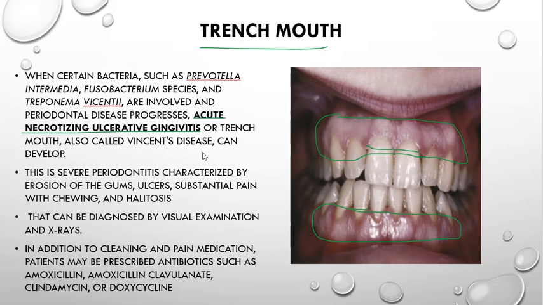Trench mouth, Vincent's disease. Severe periodontitis characterized by erosion of the gums, ulcers, lots of pain with chewing, halitosis, extreme bad breath, because these guys are nasty bacteria. Dentist does this with a visual examination, x-rays. Patient needs cleaning, pain medication, antibiotics.